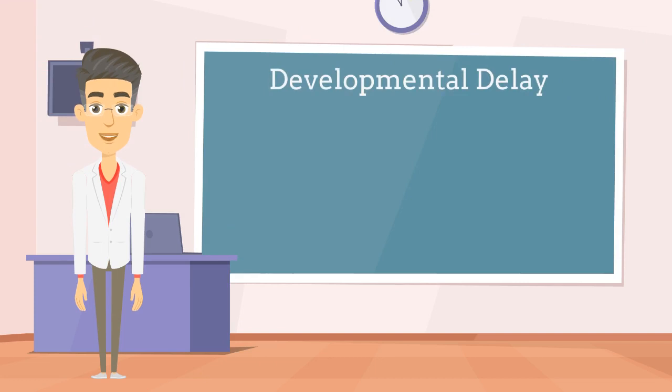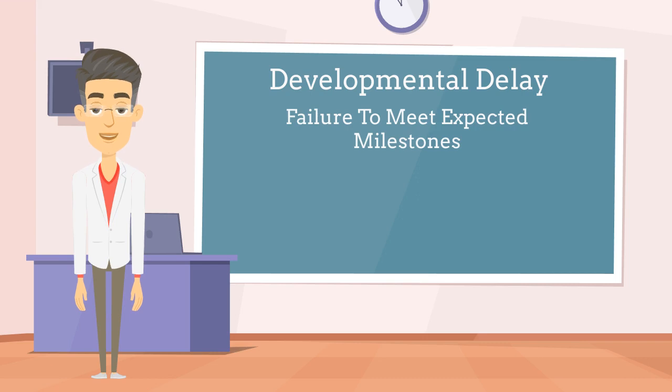Developmental delay in children refers to a condition where a child does not meet the typical developmental milestones expected for their age. The developmental milestone is a specific skill or behavior that is expected to be achieved by a certain age range in a child's development. It involves a delay in one or more areas of development, such as gross motor skills, fine motor skills, language and communication, cognitive skills, social and emotional skills, or adaptive skills.